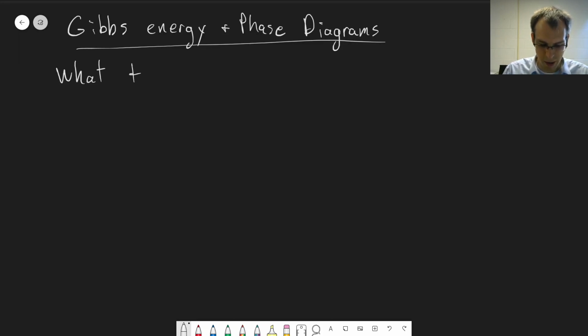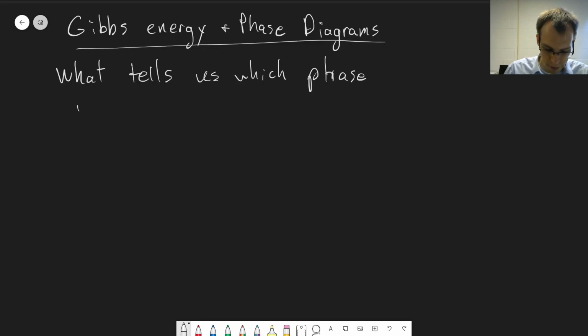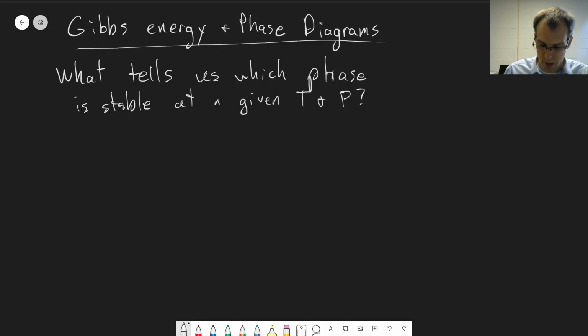And so if we're thinking about phase diagrams, one question we have is, what tells us which phase is stable at a given temperature and pressure? And I've kind of given away in the title here, the thing that we need to be thinking about is the Gibbs energy. Because at constant temperature and pressure, the phase with the lowest Gibbs energy, the most negative value, will be the most stable phase.